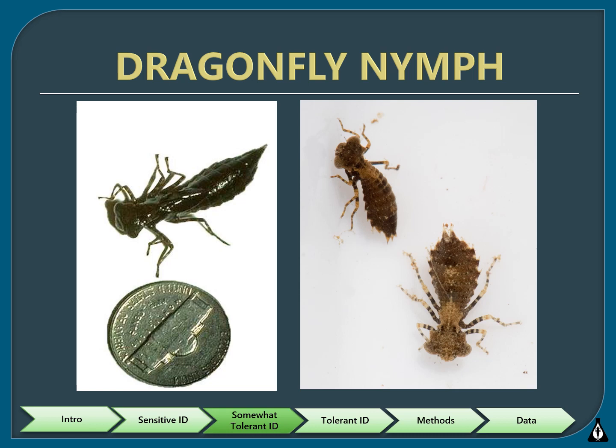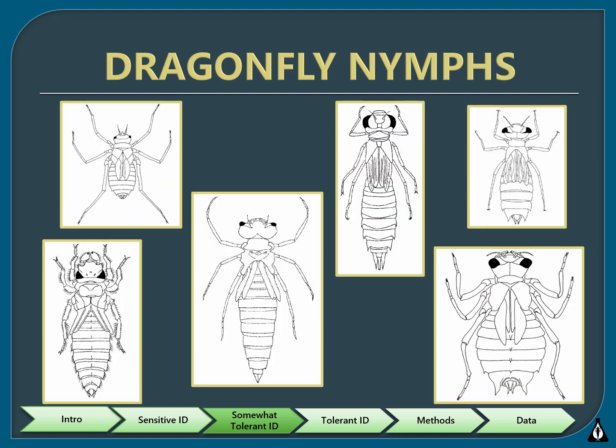Dragonfly nymphs can vary in size and shape. These are a couple smaller species of dragonfly. Here are drawings that show other shapes of dragonfly nymphs. The key identifying characteristics are the lack of tail and gills and the leaf-like shape of the abdomen.